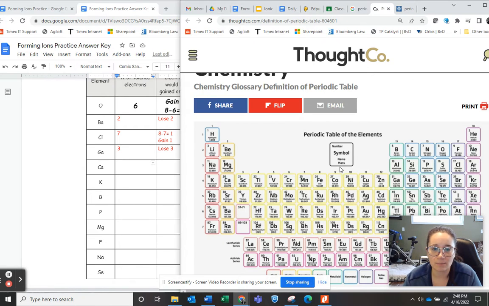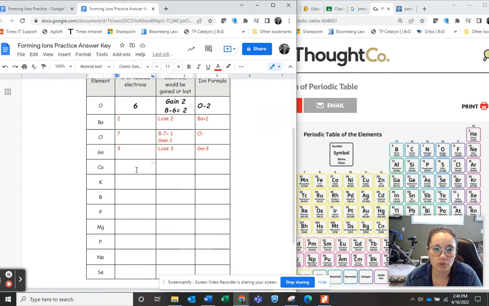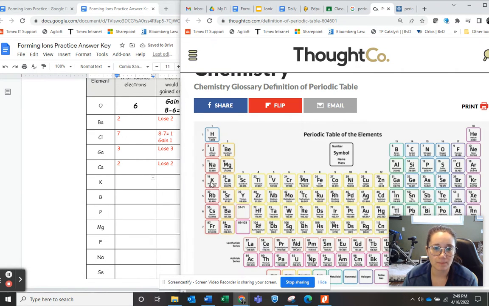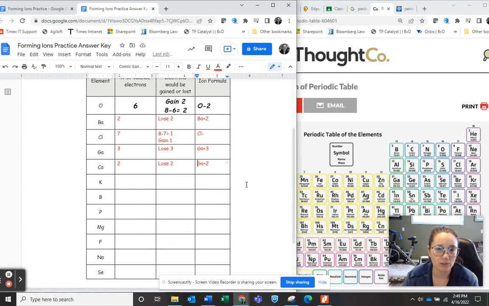Okay, so calcium, looking at my periodic table, is in group number 2. So I have 2 valence electrons. I'm going to lose 2. And I'm going to have Ga plus 2. Potassium is in group number 1. And so we're going to have, oh, I wrote Ga here. This should be Ca. Potassium is group number 1, which means we have 1 valence electron. We lose 1. And so we're going to have K, and we're just going to do a plus. We're not going to put a 1. We don't need to put the 1.